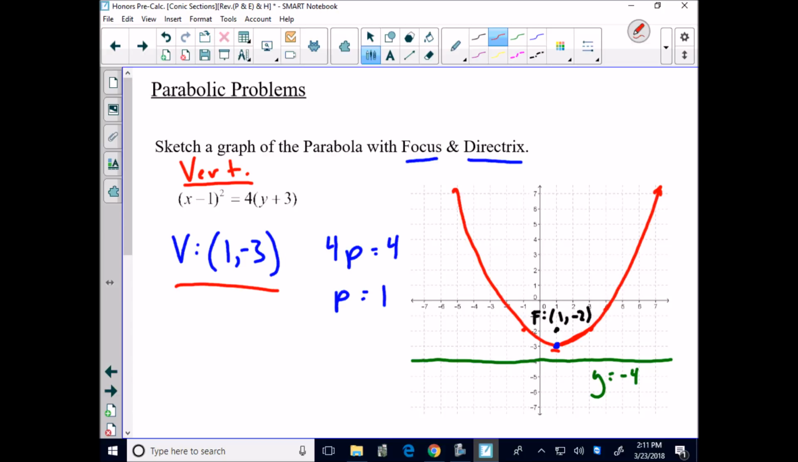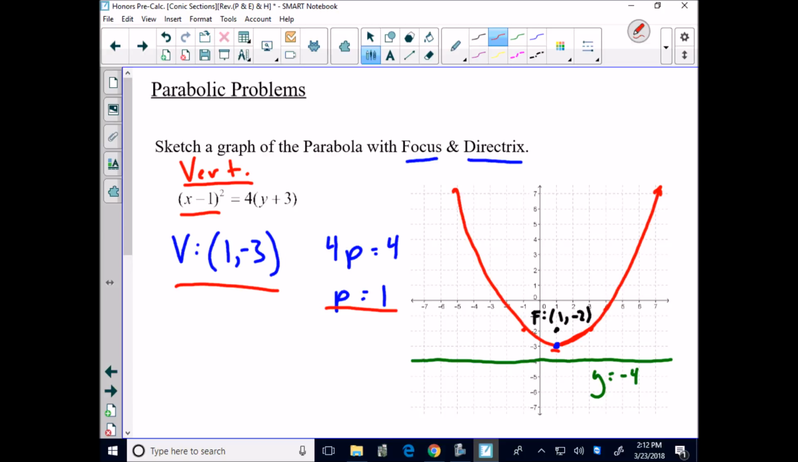And then we have our 4p as 4, so right here, solving for the focal length p, we get 1, and that means that we are going up 1 from the vertex to the focus, since our x expression is being squared, and we know this is going to be a vertically orientated parabola. So right here, that gives us the focus. Then we're going to go that same distance in the opposite direction to get the directrix, which will give us our directrix as y equals -4, our focus as (1, -2).